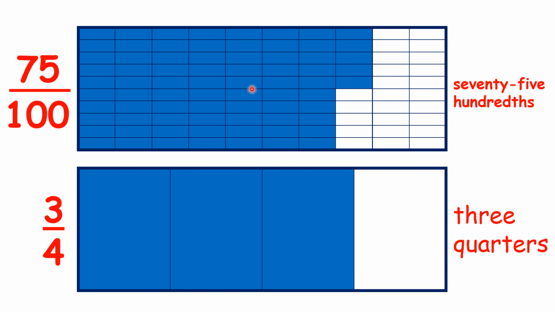Now we have 75 hundredths and 3/4. These may not look the same at first, but that's only because of the way I've drawn them. If we move some of these shaded parts around, we can see that with 75 hundredths and 3/4, we have equivalent fractions. Now this means that we can write 3/4 as a decimal. Because it's equivalent to 75 hundredths, we can write 0.75.